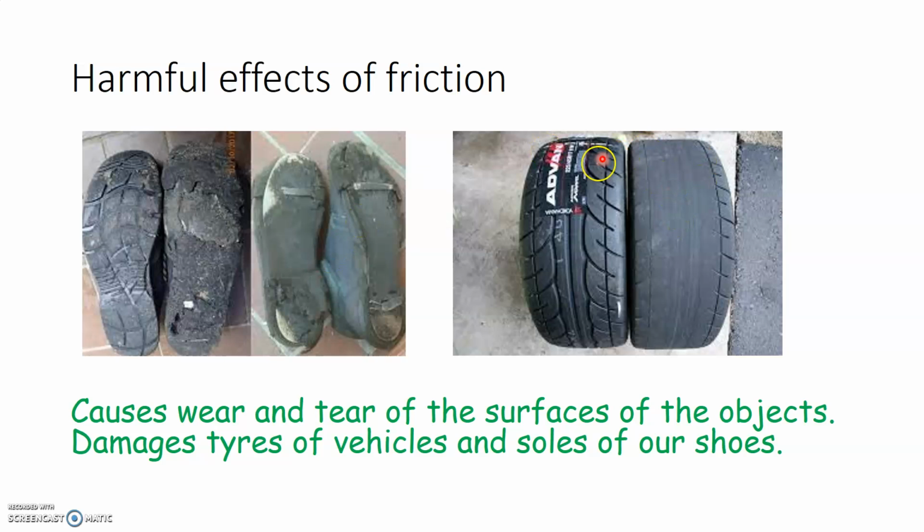It also damages tires of vehicles. As you can see here, this is a new tire that is on the left side. Now on the right side, you can see a tire that is worn out. So force of friction causes wear and tear of surfaces of the objects. And that is why we see damaged tires of vehicles and also the soles of our shoes get damaged. So here again we understood that friction has harmful effects.